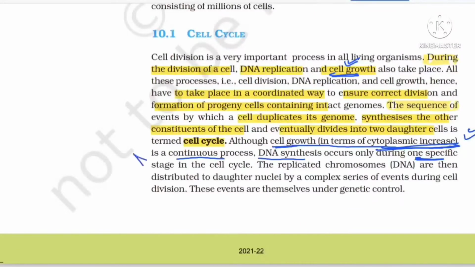The replicated chromosomes, meaning duplicated chromosomes, are then distributed to daughter nuclei by a series of events, which will be under the M phase. And these events are also under genetic control. We'll be explaining this. Up till here, you are understanding it.